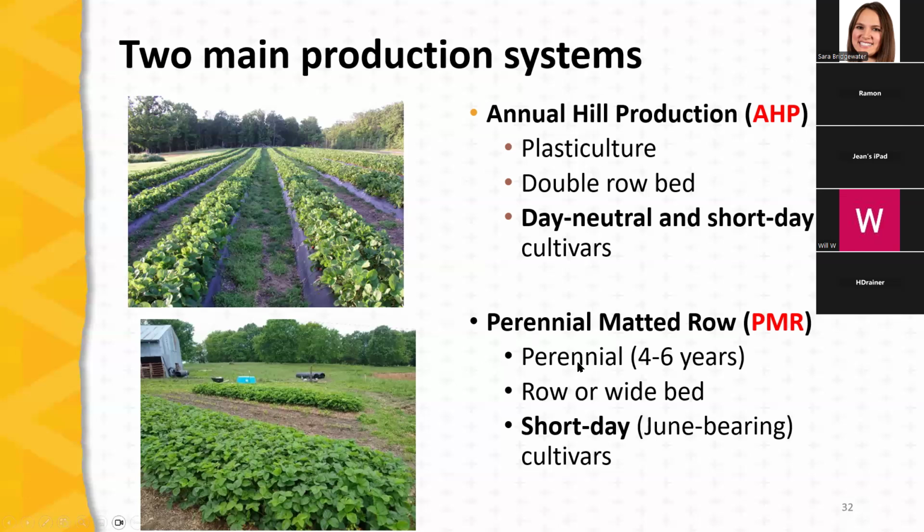In the perennial, it can last in the same site 4 to 6 years, depending how healthy is the crop. It could last longer or less, depending on how you manage it and how healthy it is. Of course, it requires wider rows or beds in comparison to the annual hill production. And it usually uses short day cultivars, or what we call June-bearing cultivars. And we're going to see why as we see when they're planted and how they're planted.